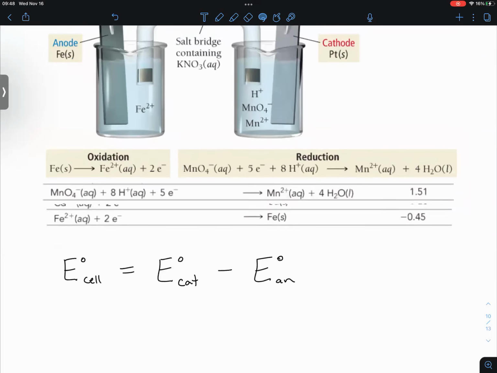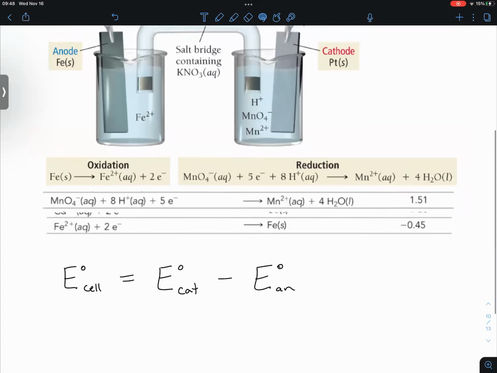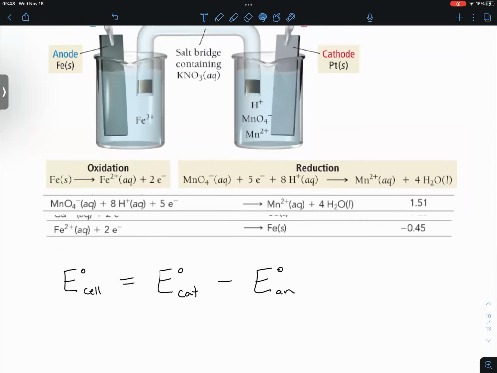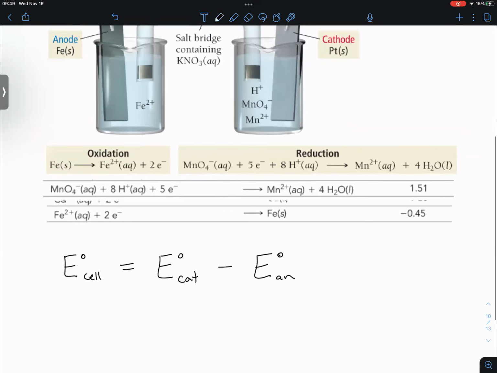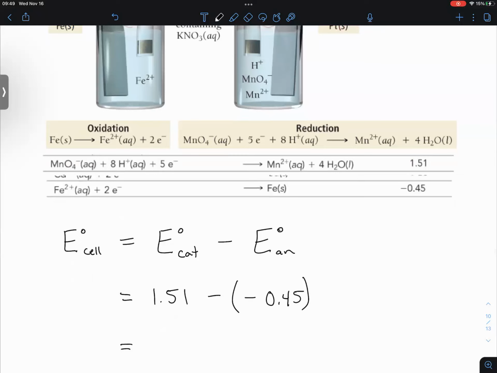Okay. And then when I do my math, I'm going to make sure to take the cathode value. So that's that 1.51. And I'm going to subtract off that negative value from my anode, 0.45. And what I would get is my potential is that 1.96. And importantly, the units here are volts.